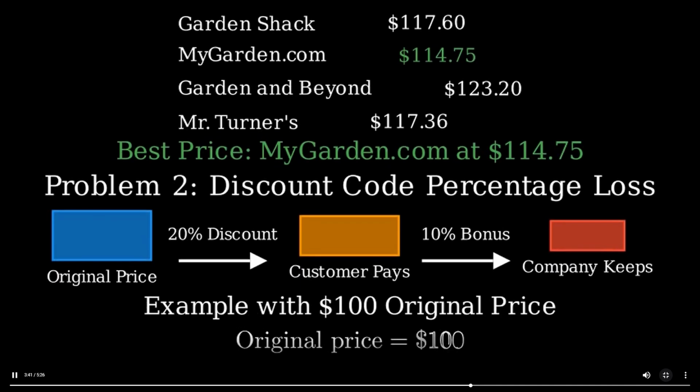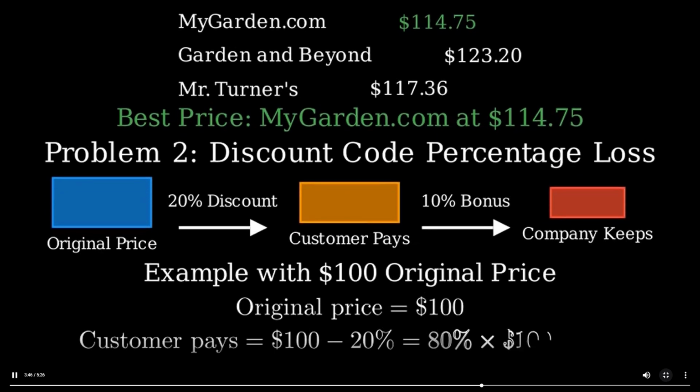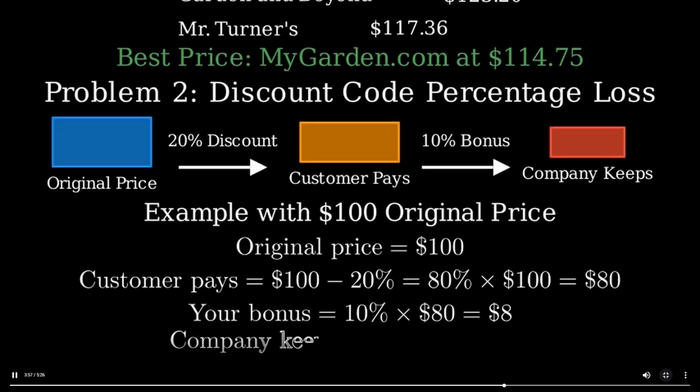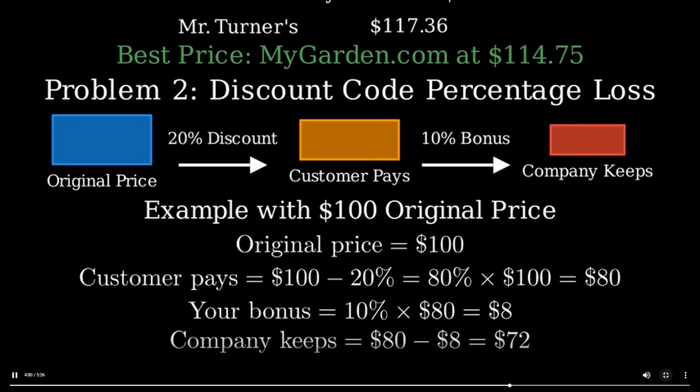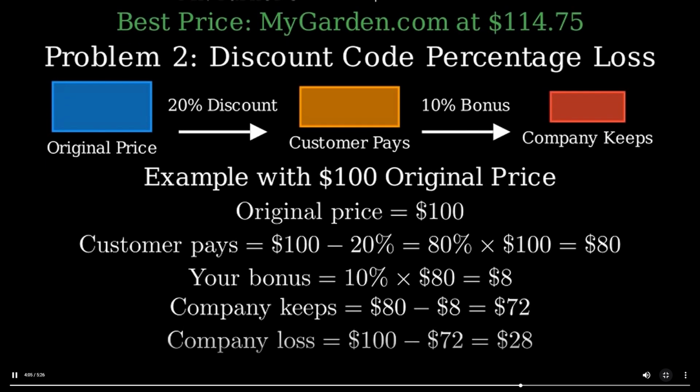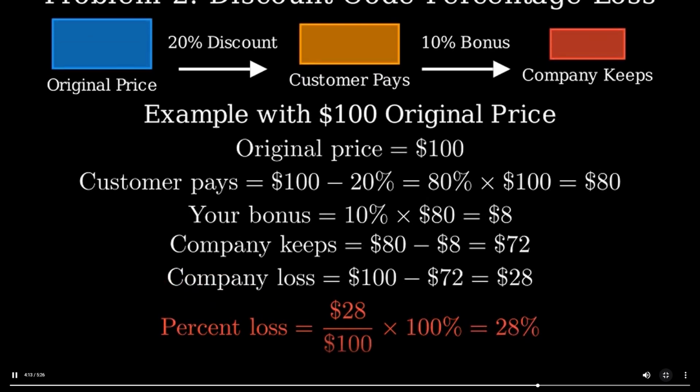Let's say the original price is $100. After applying the 20% discount, the customer pays $80, which is 80% of the original price. Next, you receive a 10% bonus based on what the customer pays, which is 10% of $80 or $8. This means the company keeps $80 minus $8, which equals $72. Therefore, the company's loss is the original price of $100 minus what they keep, $72, resulting in a loss of $28. As a percentage of the original price, that's 28 divided by 100, multiplied by 100%, which equals 28%.